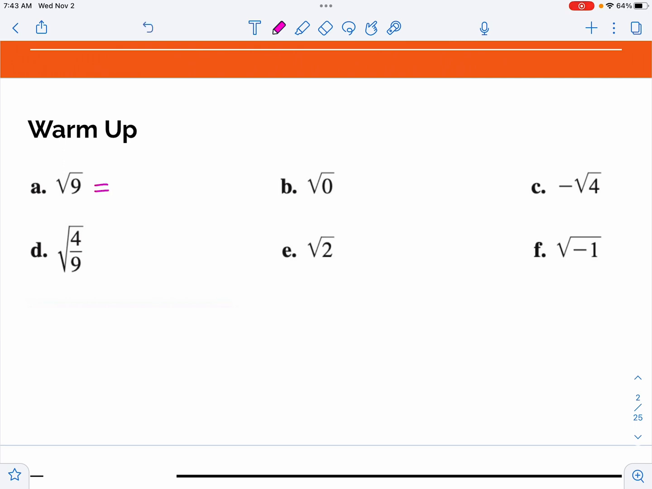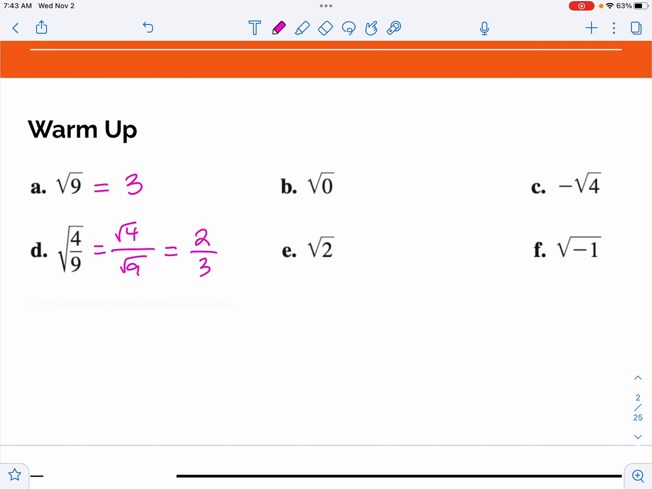So we're able to take the square root of 9, which is 3. We're even able, let's look at letter D here, to split up the radical top and bottom. Oops, I should say 4. And then evaluate each piece, so that's going to be 2 over 3.